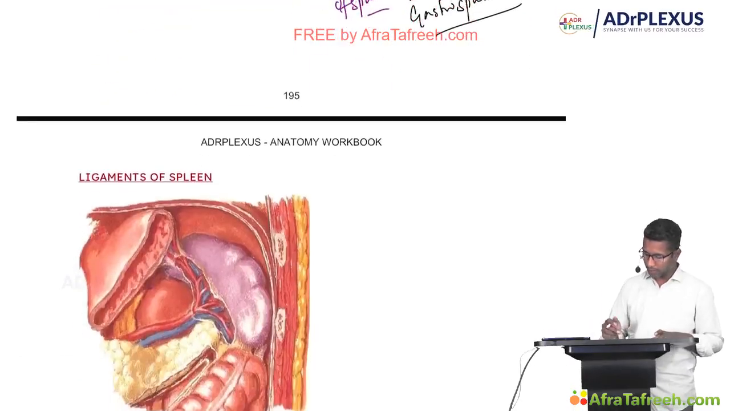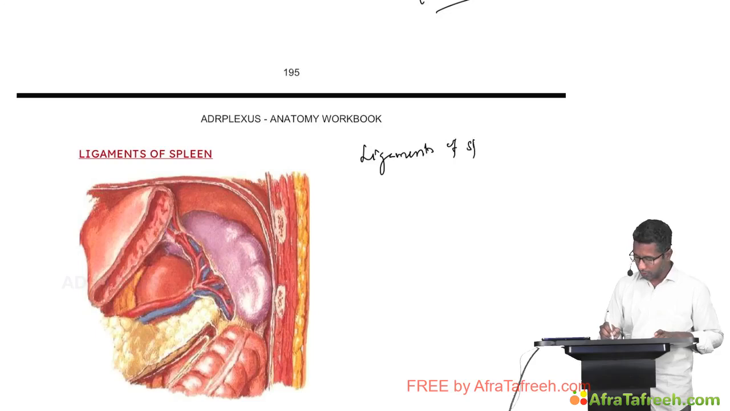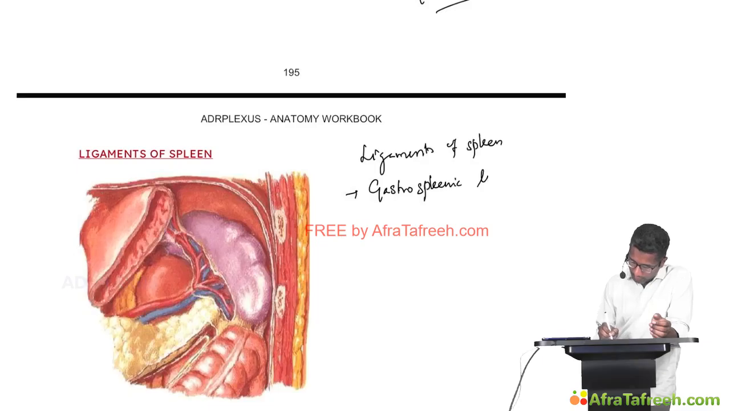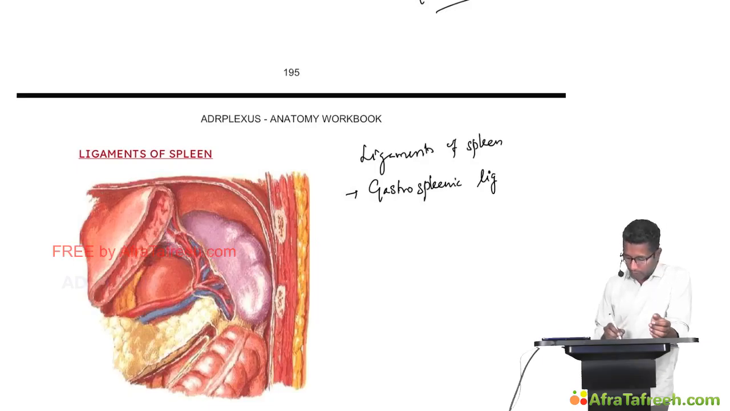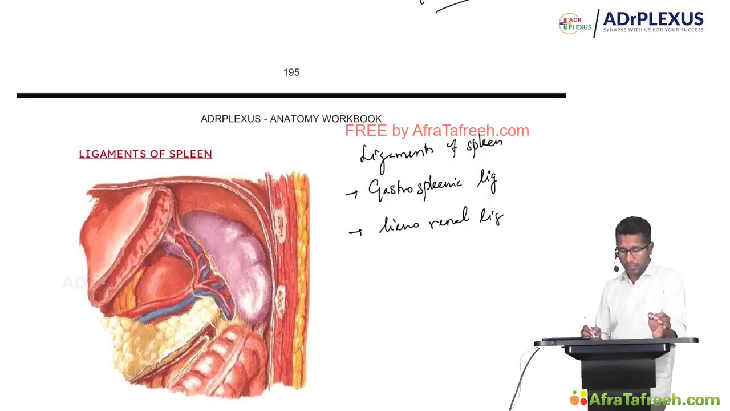These are all the ligaments of the spleen. One is the gastrosplenic ligament, and the next is the lienorenal ligament. These two ligaments are connected to the spleen, but there is a ligament which is not connected to the spleen, but it still supports the spleen.